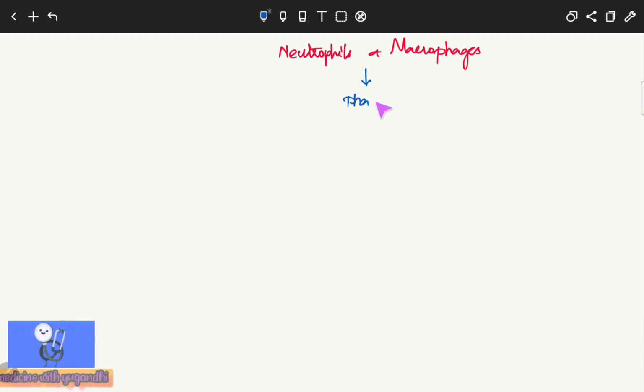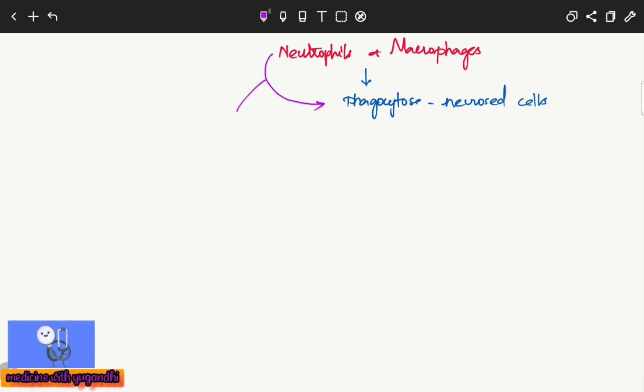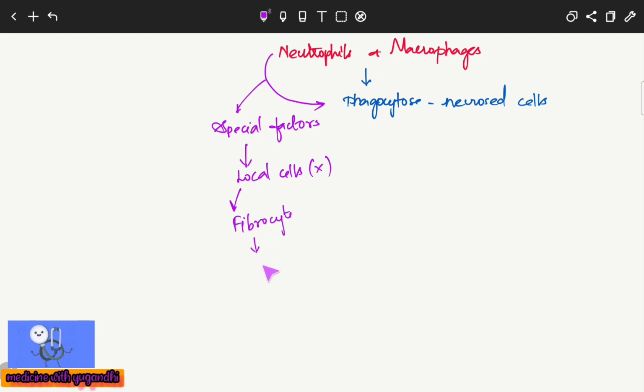They phagocytose the necrosed cells. Whenever they are removing the necrosed cells, these neutrophils and macrophages release some special factors which lead to the proliferation of the local cells. As a part of this activation of the local cells, the fibrocytes get activated and converted into fibroblast cells. What do these fibroblasts do? They lead to collagenization.